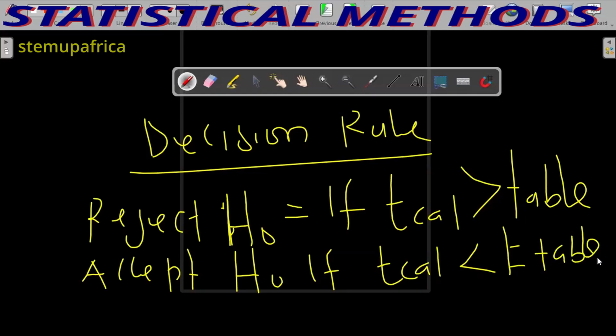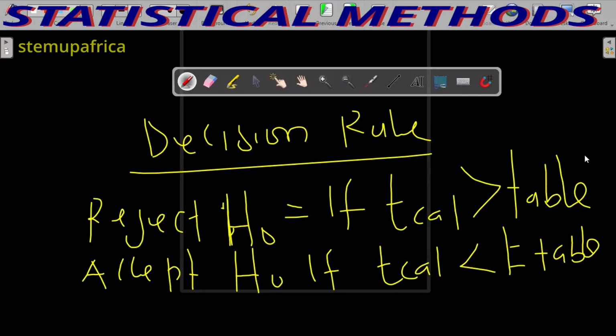Now let me tell you a secret. If you try to know the two, you will get confused. So just know one, because the one you know is the opposite of the other. You can know the one for accept, or you can know the one for reject. If you know the one for reject, you should be able to know the one for accept. Accept is less than T table, and reject is greater.